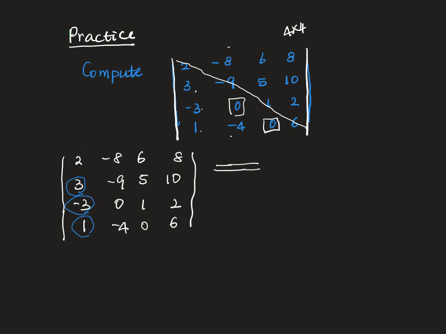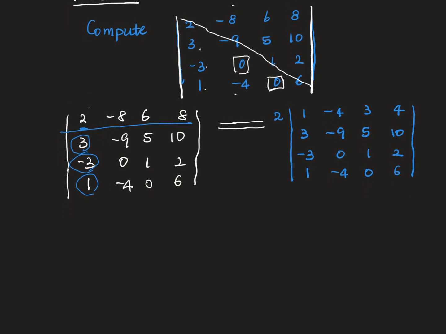So before that, here is your matrix, but first row, look at the first row. What is the common factor? Can you see that? You can take out 2, right? So I'm going to do 2, and then 1, -4, 3, 4, 3, -9, 5, 10, -3, 0, 1, 2, 1, -4, 0, and 6. Any other row doesn't have any common factor, so I'm going to do the first row only, okay?